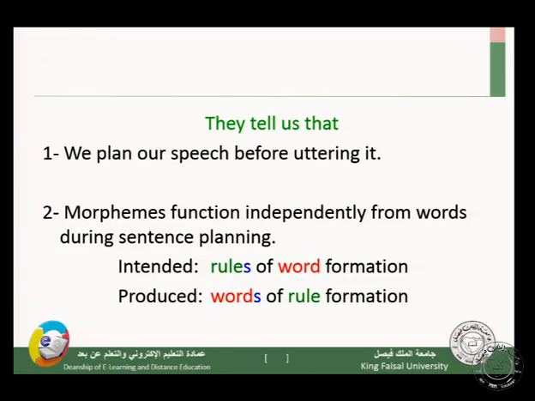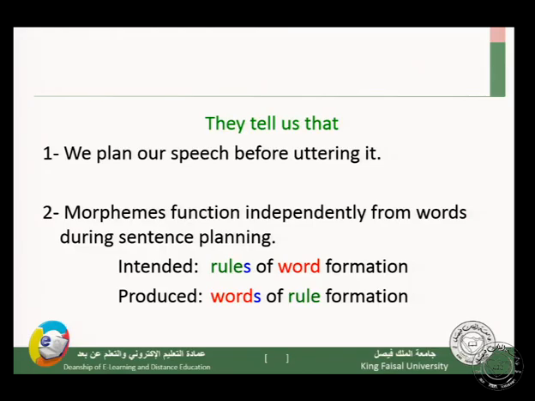So this is an indication that planning happens in language processing. While we are processing the language, we are planning. Okay, so this is the first thing that slips of the tongue tell us.